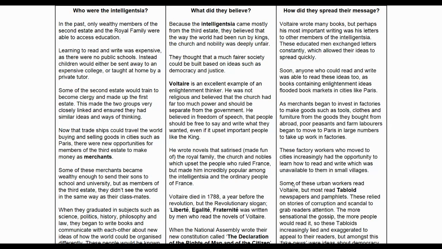The words in bold are in the knowledge organiser. Look them up if you don't understand them. Who were the intelligentsia?